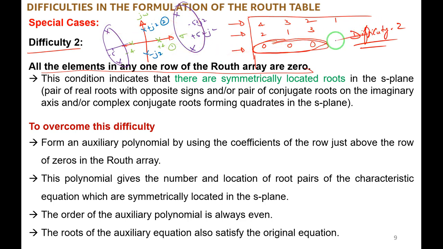So if I come across difficulty 2, it is an indication that there is a presence of a pair of symmetrically located roots. But the system cannot be stable at all. It can be either marginally stable or unstable.